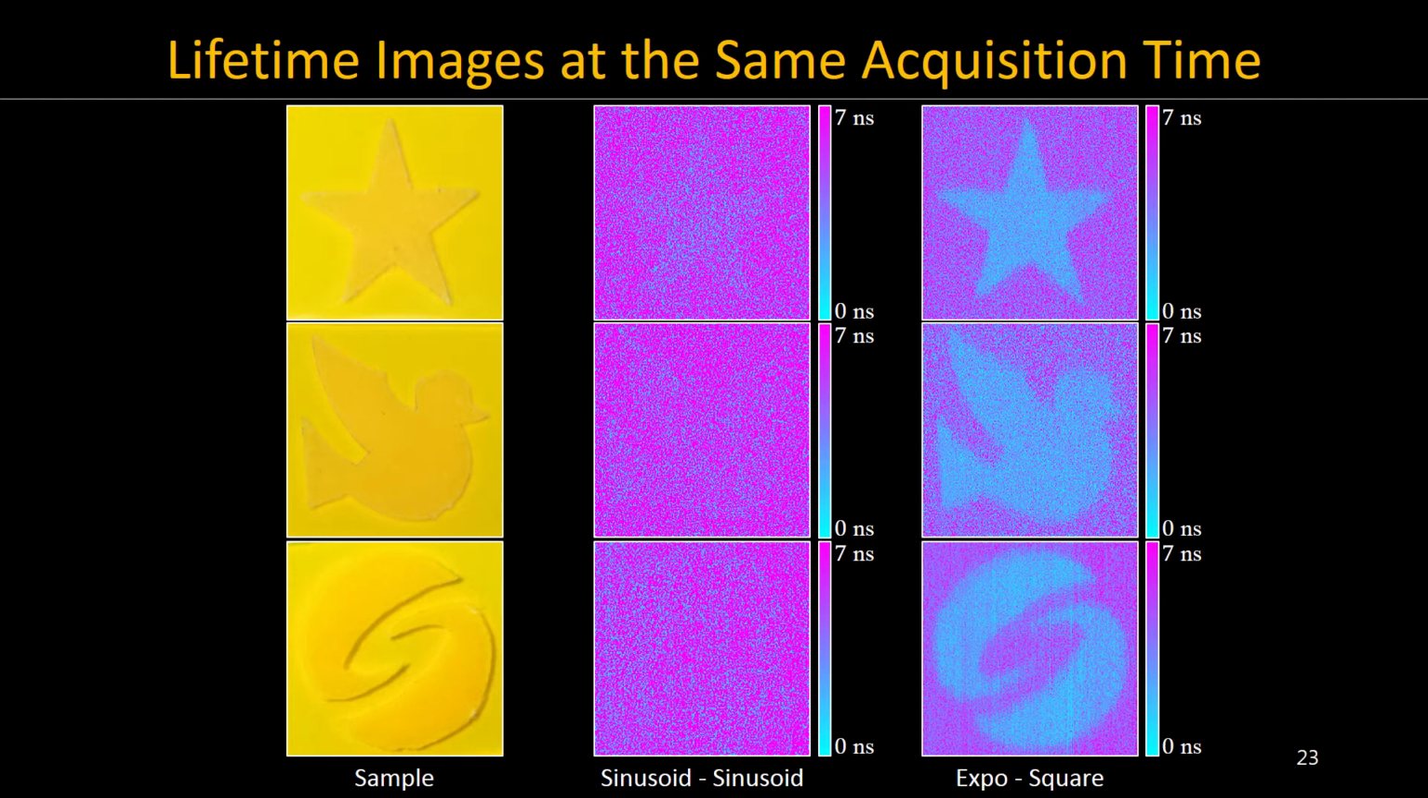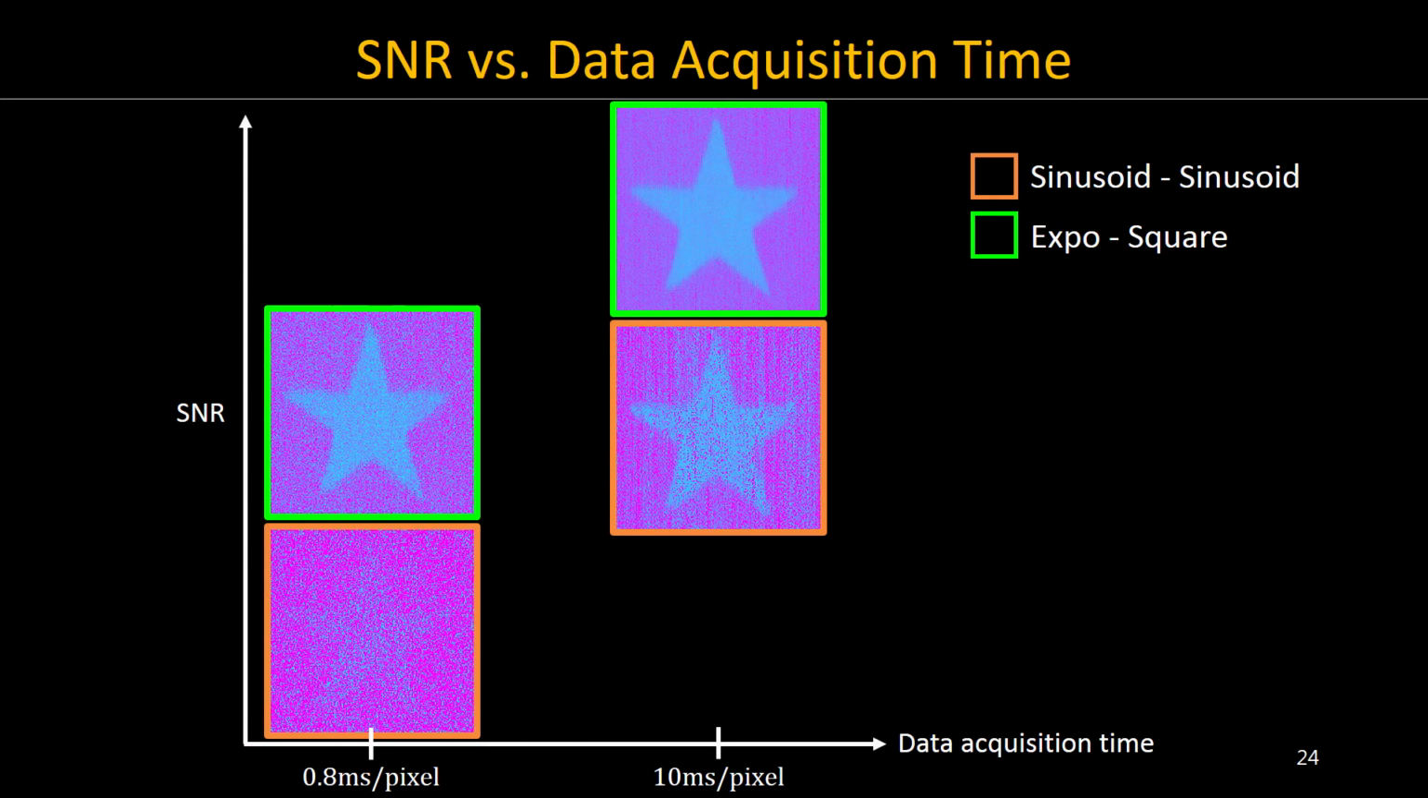This figure shows the lifetime images at low SNR of different fluorescent objects with 2 different lifetimes for the foreground and the background. The boundaries between the foreground and the background are nearly invisible with sinusoid-sinusoid, but clearly discernible with expo-square. This figure shows the results obtained with the conventional coding scheme and our coding scheme at different data acquisition times. Both coding schemes show better results with increased data acquisition time, but our coding scheme can achieve the desired SNR with lower acquisition time.